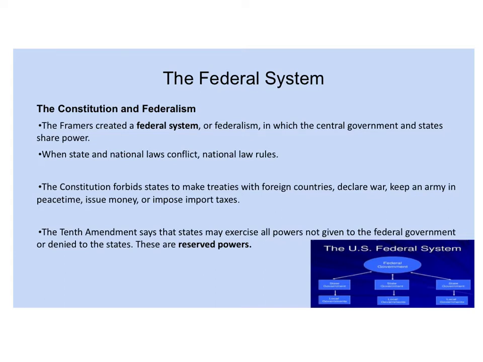The federal system, the Constitution and federalism. The framers created a federal system or federalism in which the central government and states share power. When state and national laws conflict, the national law rules. The Constitution forbids states to make treaties with foreign countries, declare war, keep an army in peacetime, issue money, or impose import taxes. The 10th Amendment says that states may exercise all powers not given to the federal government or denied to the states. These are called reserved powers.